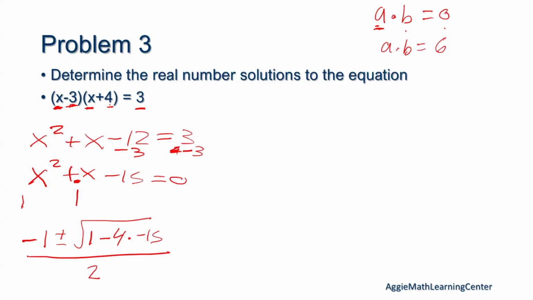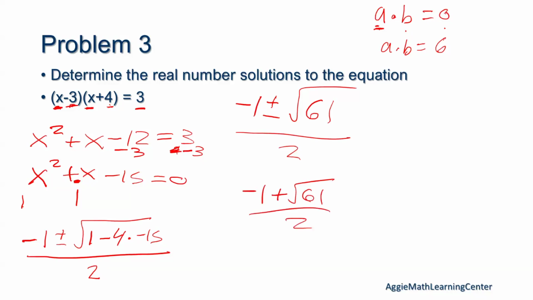Any questions so far? Okay, so then we can just simplify further. -1 plus or minus the square root of -4 times -15 will give us a positive 60. So 1 plus 60 is 61, over 2. Then 61 can't break down into anything that we can pull out, so our answer will be -1 plus root 61 over 2 and -1 minus root 61 over 2.